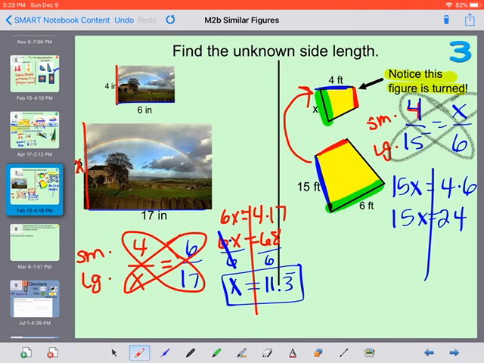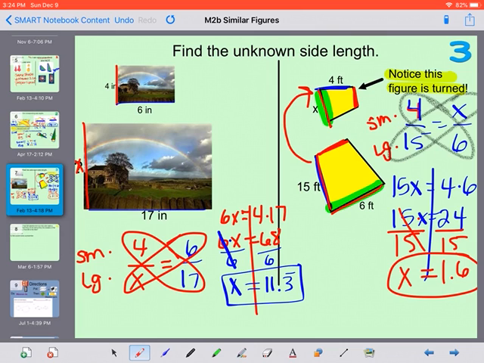So all we have to do is get rid of this multiplication by dividing. We're going to divide both sides by 15. 24 divided by 15 gives me a nice 1.6. Which clearly this picture is not to scale because this side is 6 and this side is 15. They look almost identical. So this one should be smaller than 4 because this side is smaller than 15. So 1.6, if we wanted to put feet on there, that would be a good answer, and inches on the first one.